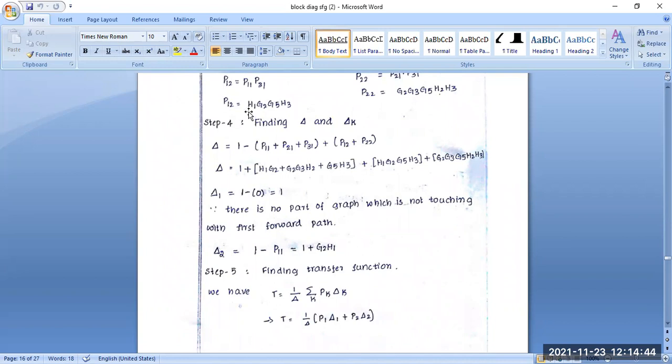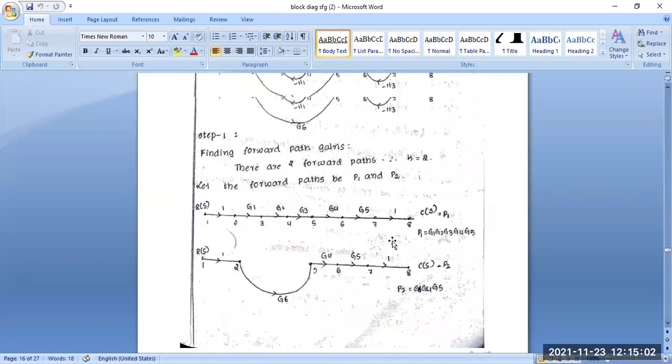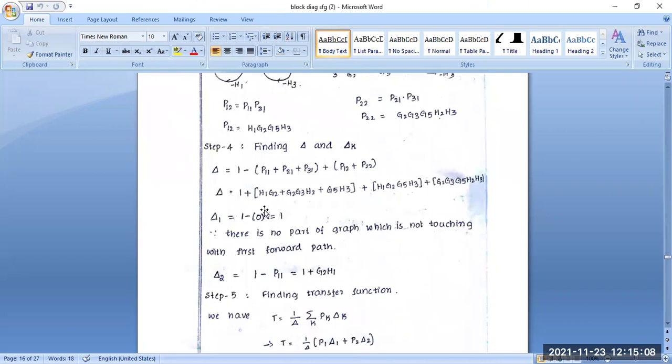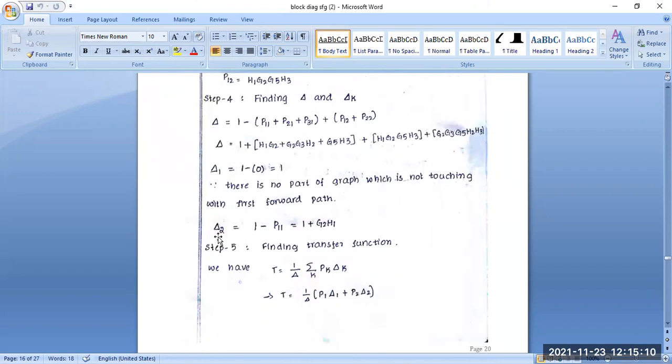In this diagram we can easily calculate every value; you put in each value and then calculate. Another one we have to calculate is delta k, where k is the forward path. In this problem, what is the value of k? K is equal to 2, because two forward path gains have to be calculated. So first we calculate delta 1 and then delta 2.